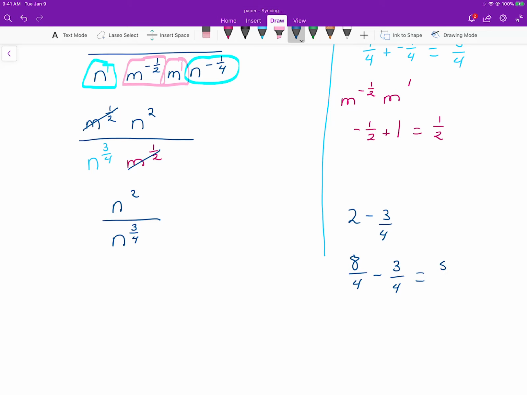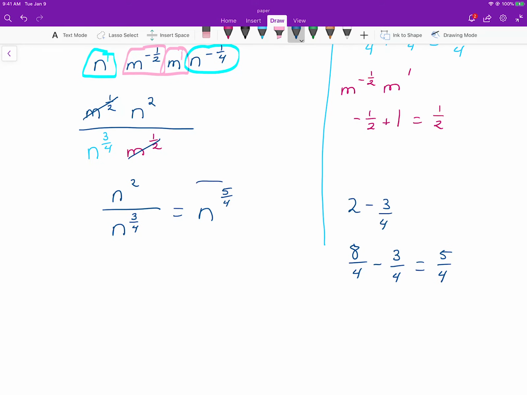which will give me 5/4. And that's how we're left with n to the 5/4. And that's as simplified as this problem can get.